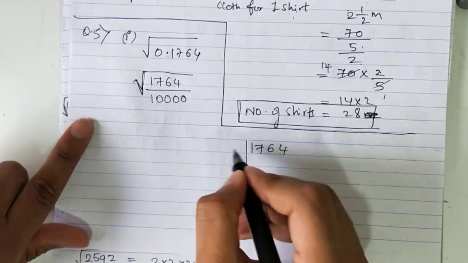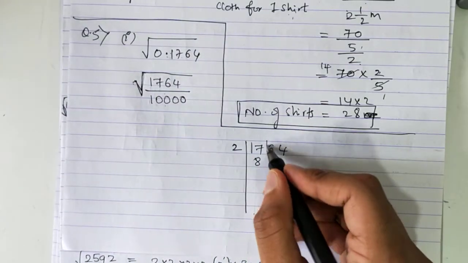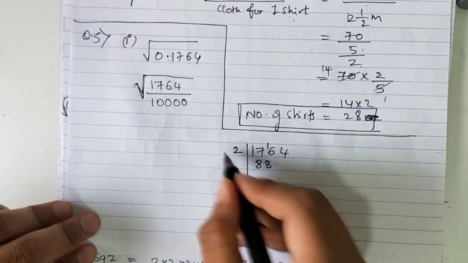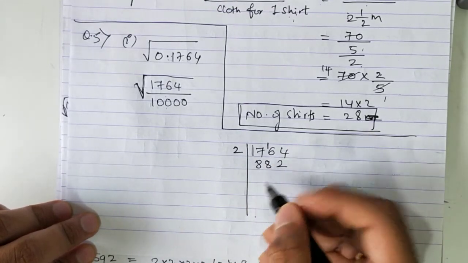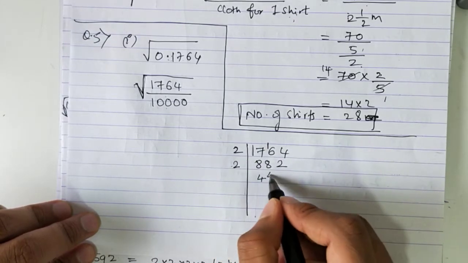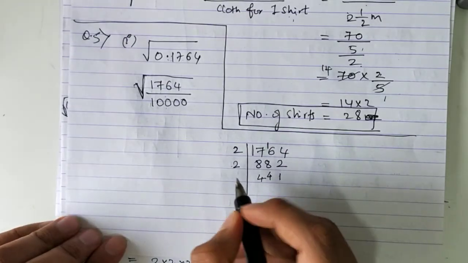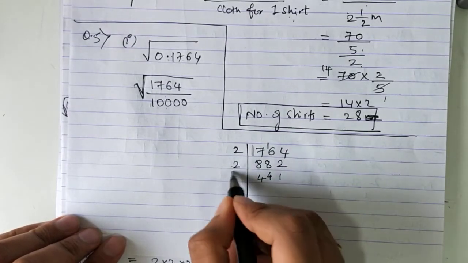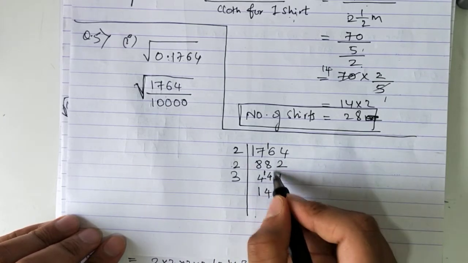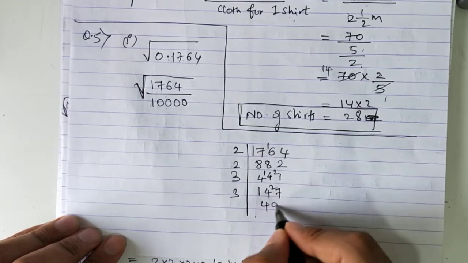So here, 1764 divided by 2. 2 eights are 16, 1 carry 16. 2 eights are 16, 2 twos are 4, 2 fours are 8, 2 fours are 8, 2 ones are 2. Then 3 ones are 3, 3 fours are 12, 3 sevens are 21, 3 fours are 12.